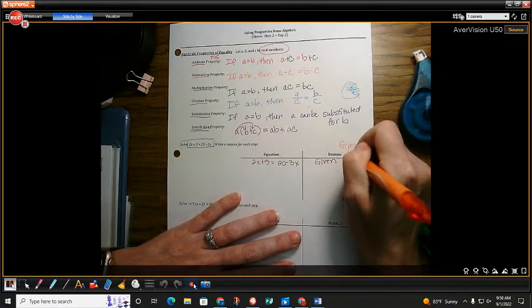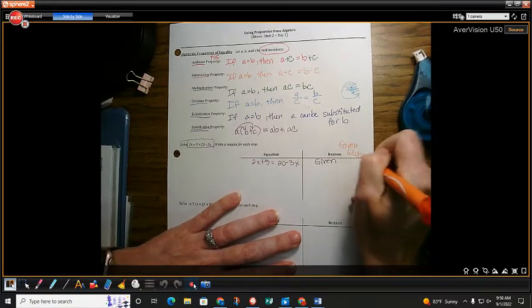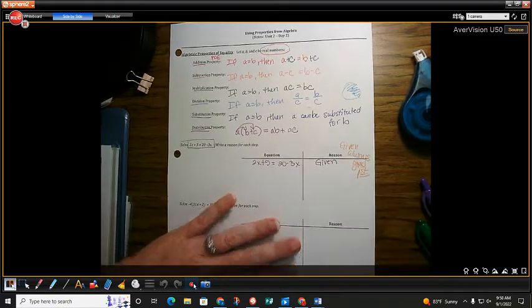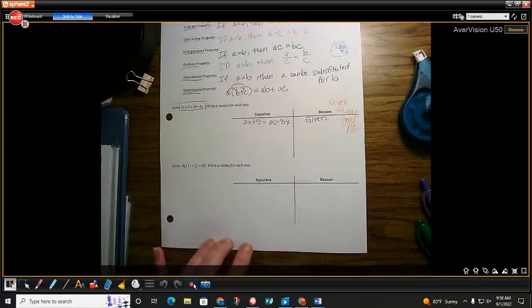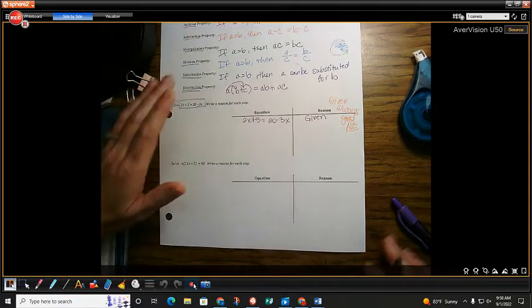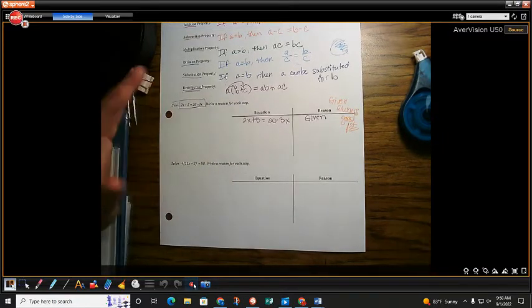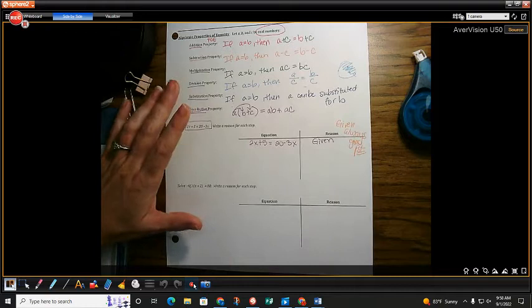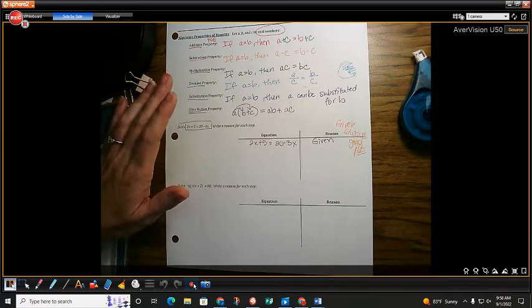Given always goes first. It was given to us by the math god. The math gods have spoken. That is what we are being given for this problem. And then you look at that and you think about all the different properties that you know, and you think, what's something I could do to this to try and solve for x?